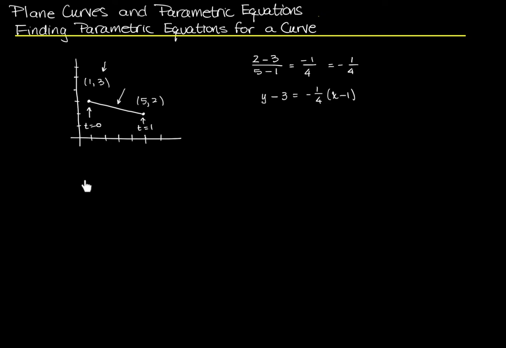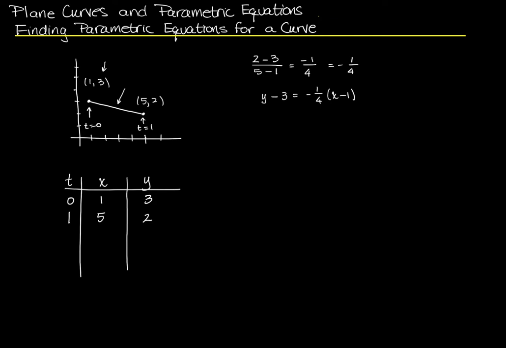If I make myself a table of values, much like the one that I made when I was learning how to graph parametric equations, it might look something like this, except in this case I'm just going to have 0 and 1 in my table, and then I'm going to have an x and a y. Well, the x, y pair at t equals 0 is (1, 3). So I have a 1 there and a 3 there. The x, y pair when t equals 1 is (5, 2). So I'll have a 5 there and a 2 there.